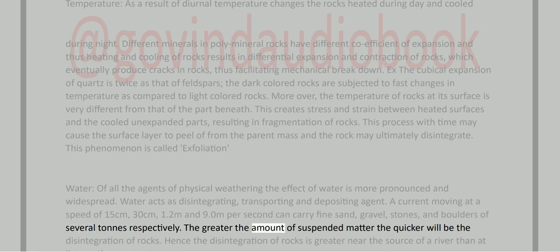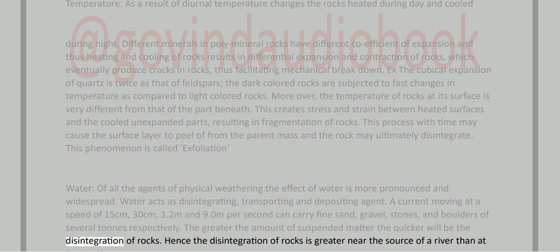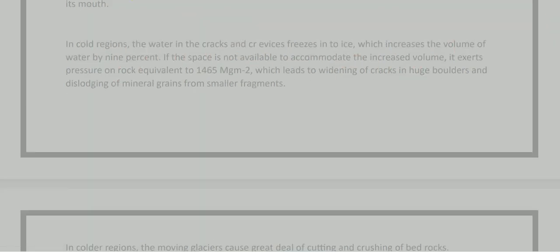The greater the amount of suspended matter, the quicker will be the disintegration of rocks. Hence the disintegration of rocks is greater near the source of a river than at its mouth. In cold regions, the water in the cracks and crevices freezes into ice, which increases the volume of water by 9%. If the space is not available to accommodate the increased volume, it exerts pressure on rock equivalent to 1465 mg/m2, which leads to widening of cracks in huge boulders and dislodging of mineral grains from smaller fragments.